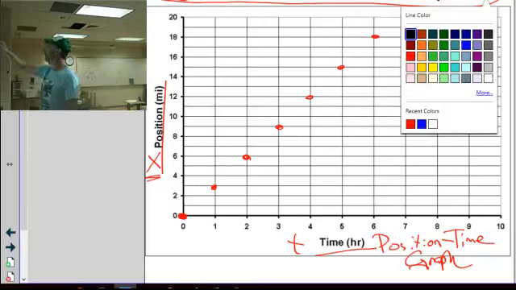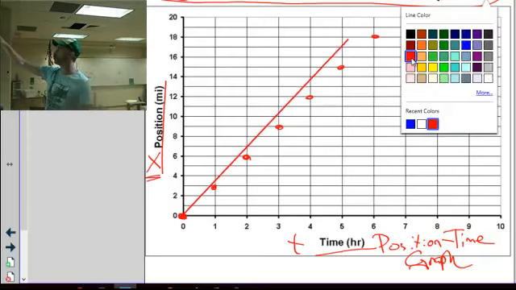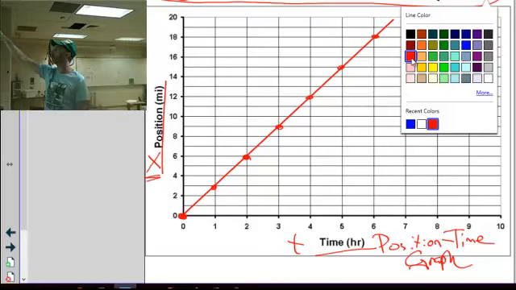Let's make our line red. So here we go. Oh, look at that. It's a nice straight line. So there we go. Position time graph. All right, so let's do this.